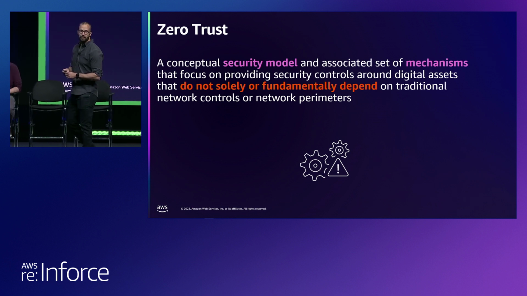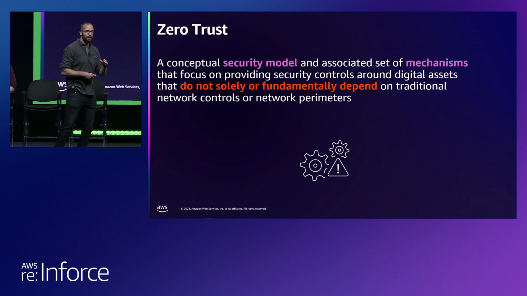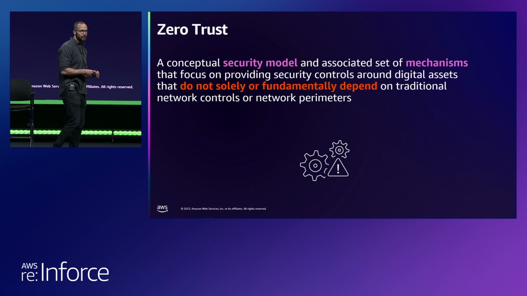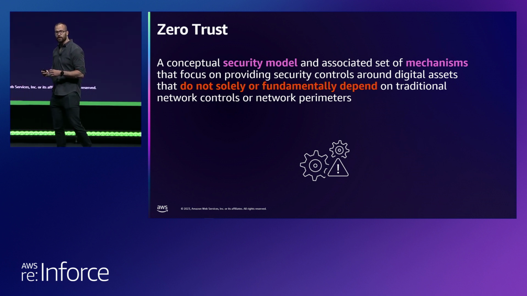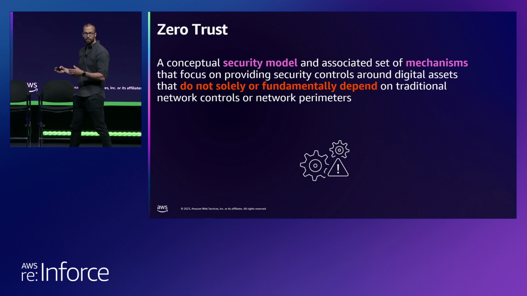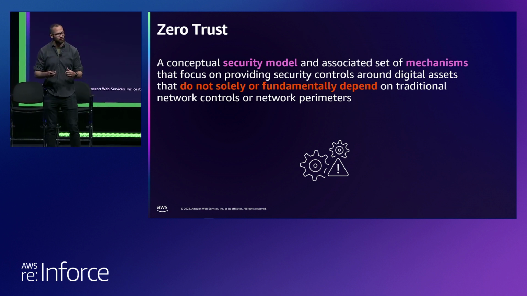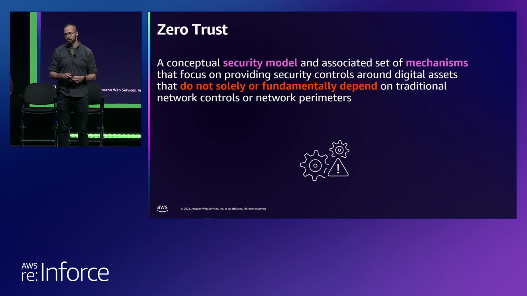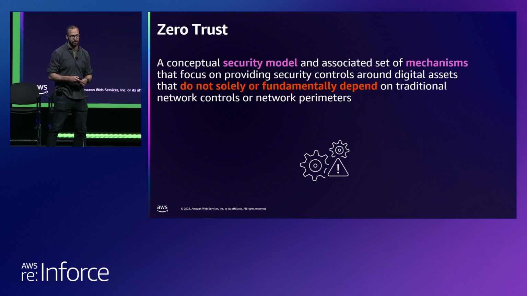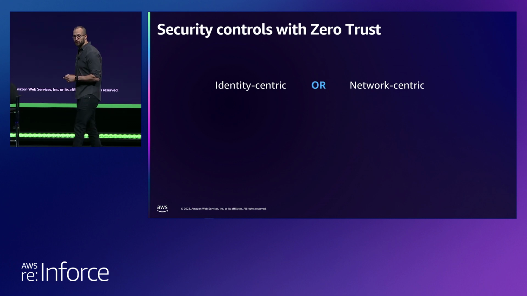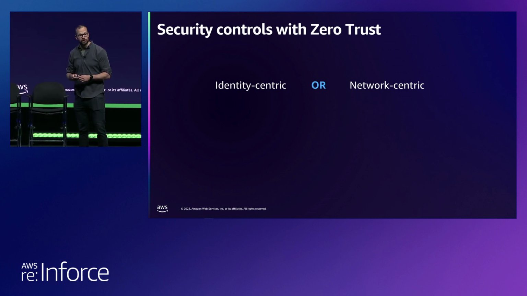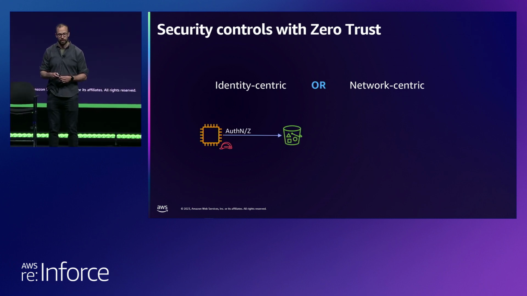So starting off with zero trust, what is zero trust? I won't read the definition. I'll let you have a look at it. The gist of it is that zero trust is not a single thing. It's a mechanism or set of mechanisms that allow you to go beyond the traditional networking constructs to provide security to your services. If we look at the security controls available within zero trust, we can split them into two categories: identity-centric services or network-centric security controls.